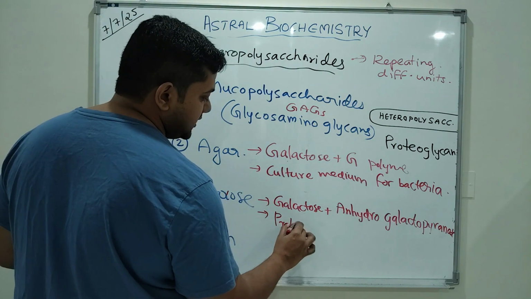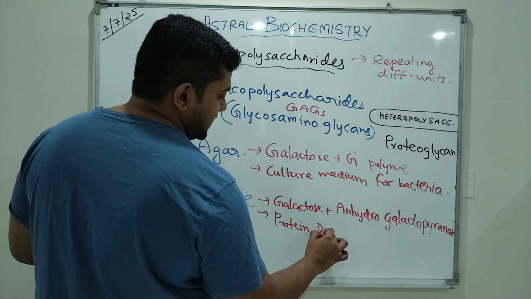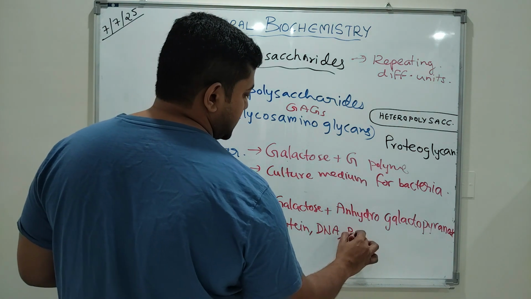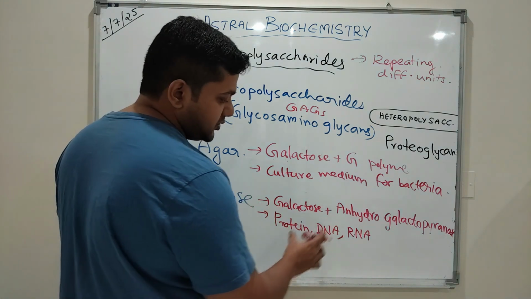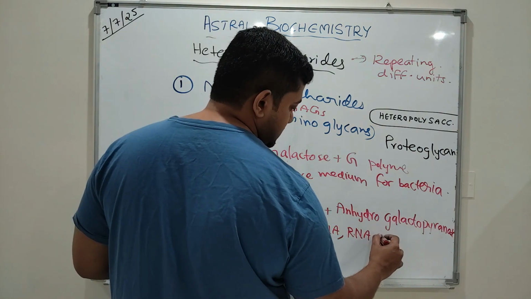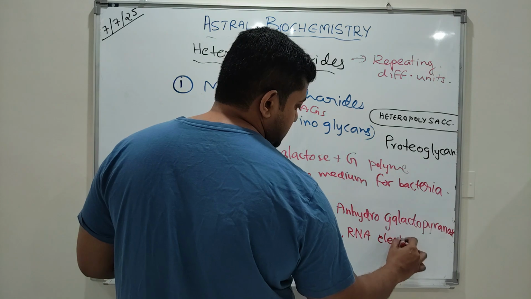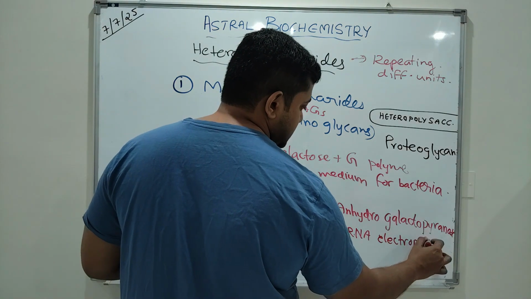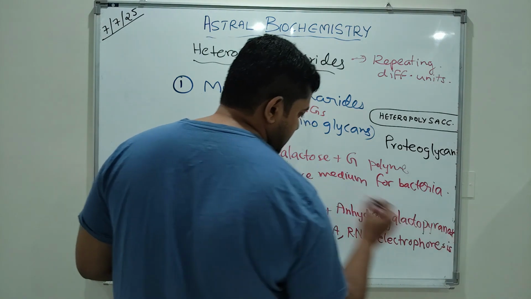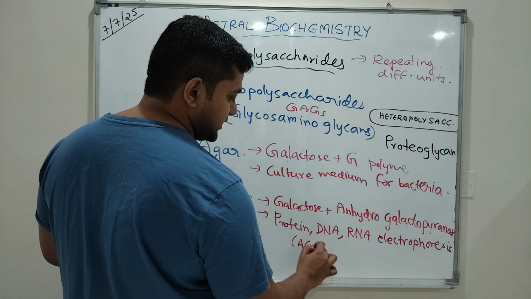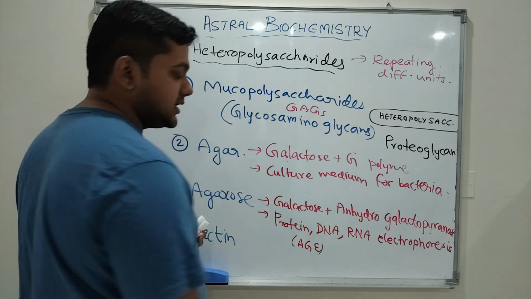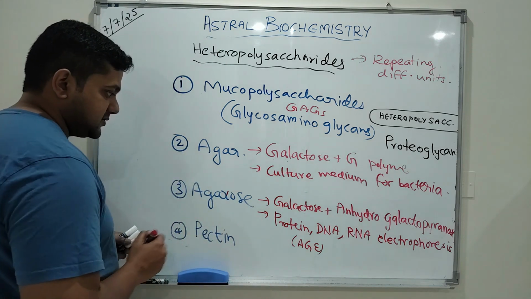For protein, DNA, RNA, electrophoresis of any of these, any nucleic acid, we can use what? Agarose as a gel medium for electrophoresis. So such electrophoresis is known as agarose gel electrophoresis. So agarose has such an application.